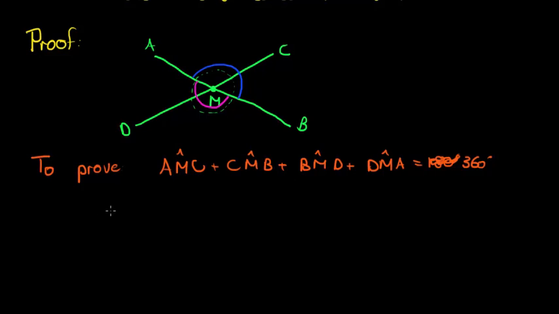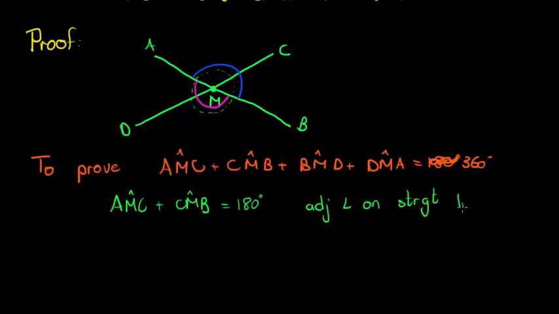So we need to say that we know that AMC plus CMB equals 180. Sorry, this should actually say adjacent angles on a straight line. And the other one is DMB plus AMD is equal to 180. Same reason: adjacent angles on a straight line.